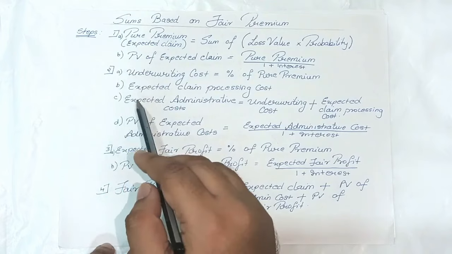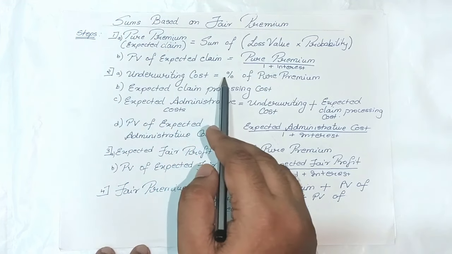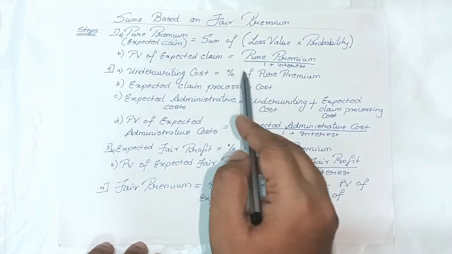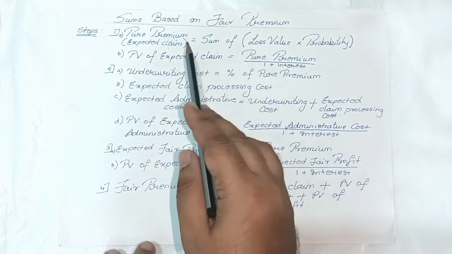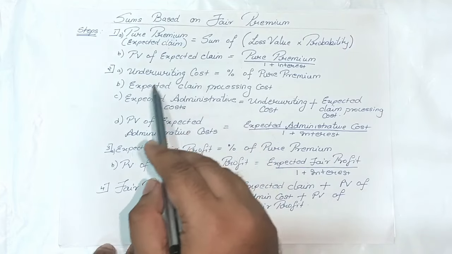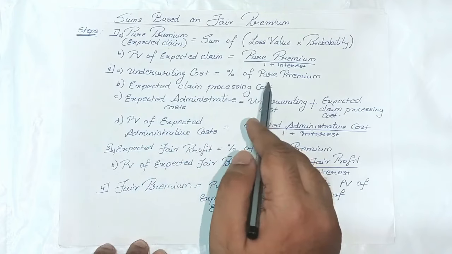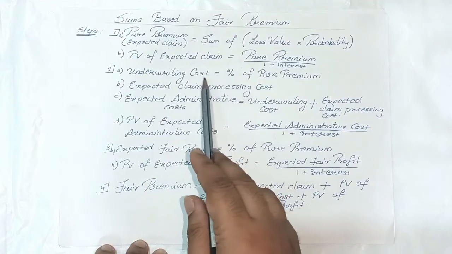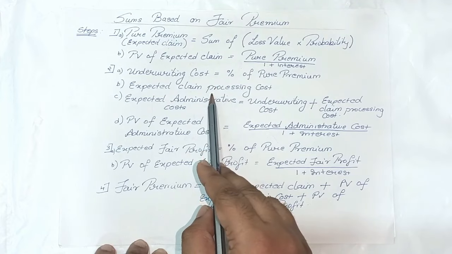Second step, we have four sub parts. First we need to note down the underwriting cost, which is nothing but a percentage of pure premium. They will always give you a certain percentage in the question, which will be taken on the pure premium that we have already found. Second is the expected claim processing cost, which will be given in the question. Third, expected administrative cost is nothing but the underwriting cost plus the expected claim processing cost. So that is the total of A plus B.